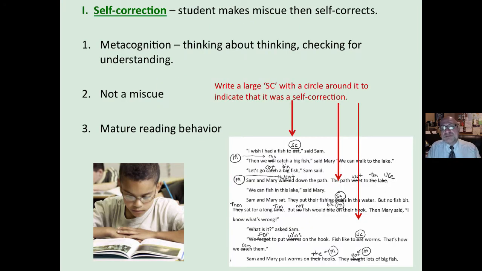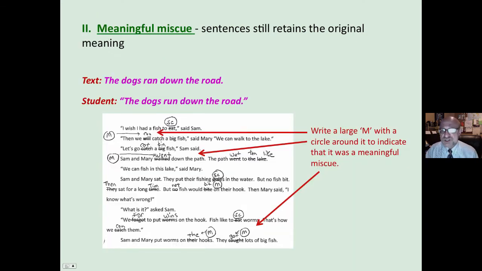Now, the first type of miscue is called a self-correction. It's where the student makes a miscue and then self-corrects. Metacognition is thinking about thinking or checking for understanding. This self-correction is a mature reading behavior, not a miscue. And on the miscue analysis, I write SC right in the sheet, and I like to see lots of SCs. That means the student is making mature reading behaviors.